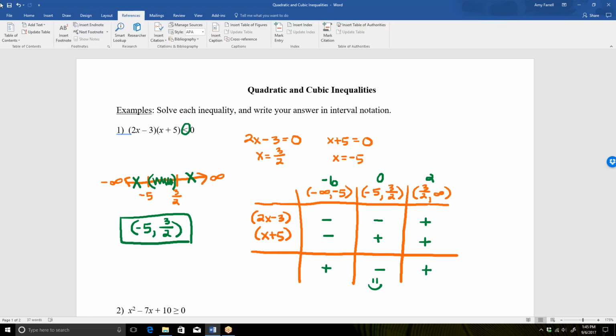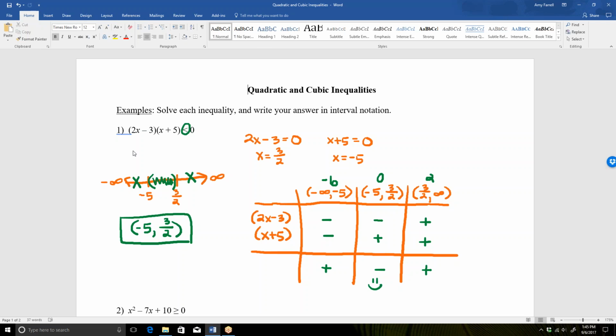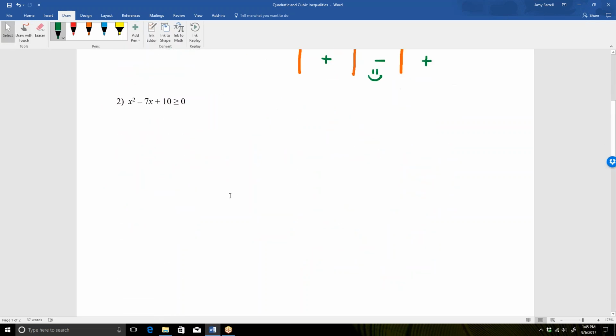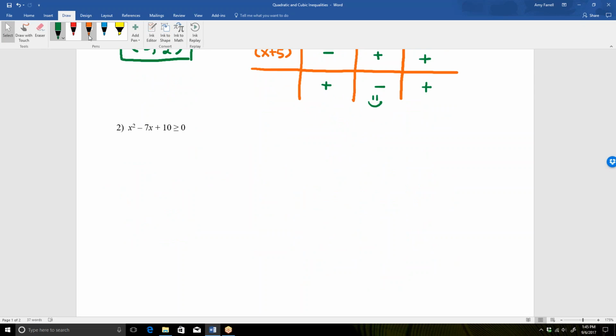All right, let's look at another quadratic inequality. This one is going to be very similar to the last example, except that we are going to have to factor before we can set up our sign chart. So we're looking for two numbers that add to -7 and multiply to 10. Those two numbers would be -5 and -2.